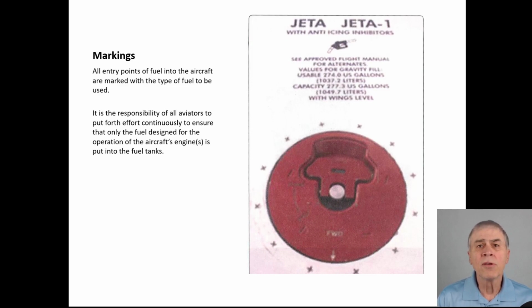The markings you can kind of see here: Jet A, Jet A1 with anti-icing inhibitors. See the approved flight manual for other alternatives. So they don't list them all here, but you can imagine most of the fuels that are close to that. Let's say Jet A2 or some of the other ones, which I'll let you refer to the flight manual for any alternatives.